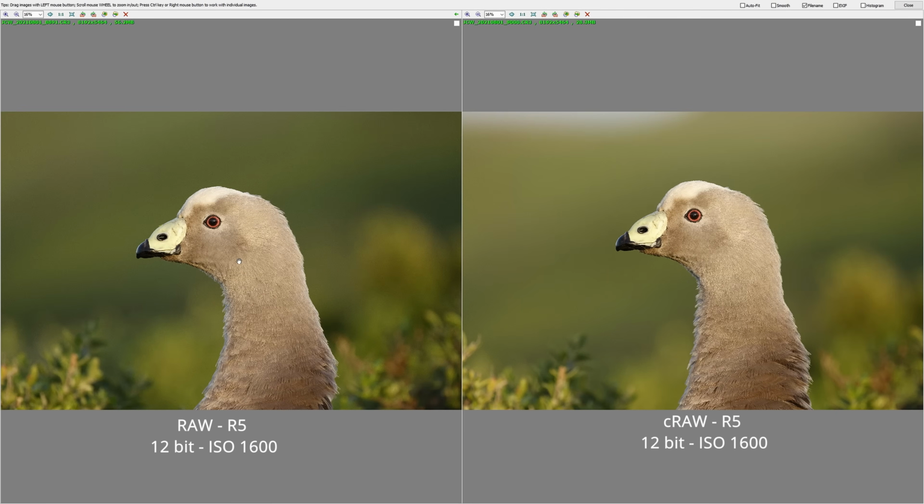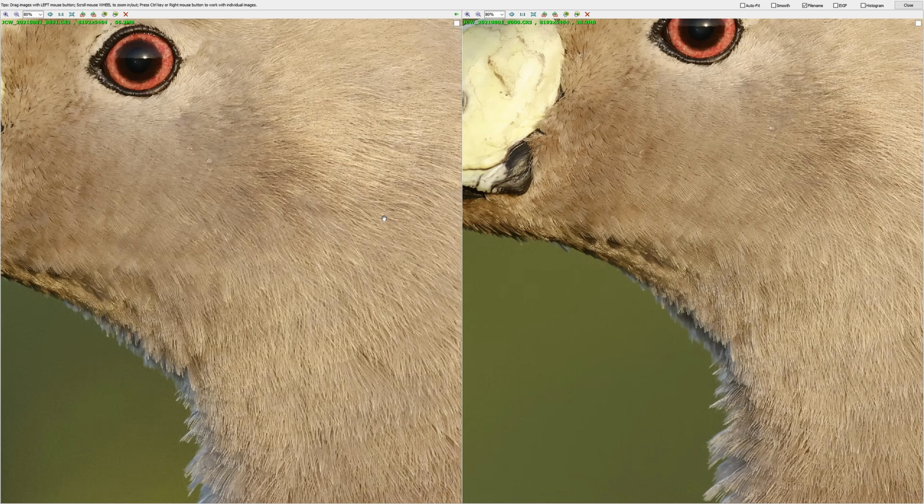Here we have two Cape Barren geese taken on the R5. On the left we have the RAW file, and on the right we have the cRAW file.